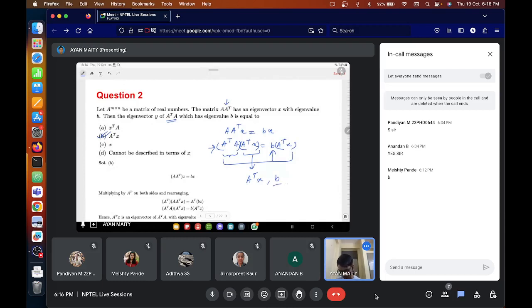That is what was asked in this question, the eigenvector y of A transpose A which has the same eigenvalue as B. So eigenvalue is B and the eigenvector is A transpose X. You just have to multiply this A transpose to both the sides and then you get this matrix for which you want to find out the eigenvector, and the eigenvector becomes A transpose X. So option B is the correct answer.